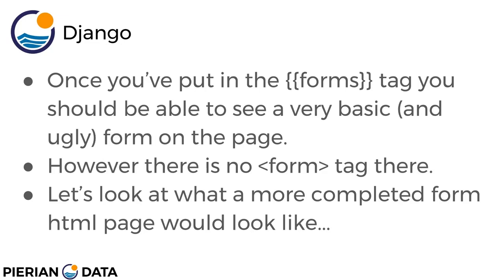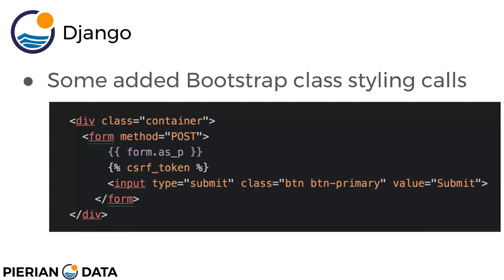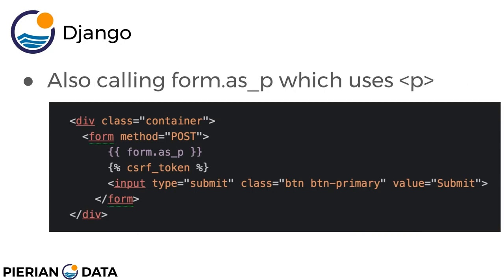However, you won't actually have an HTML form tag there. So let's look at what a more completed form HTML page would look like. So on your form page.html, realistically, you're going to have something that looks like this. So we've had some added Bootstrap class styling calls, and that's the div class container. And we're also calling the form as_p, which uses a paragraph, and that's going to allow you to have a nicer layout of your actual form. It's going to return it within paragraph tags. That way, they're actually lined up from top to bottom instead of from left to right.